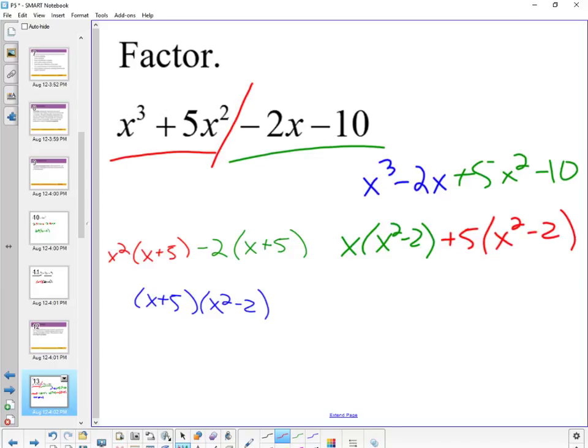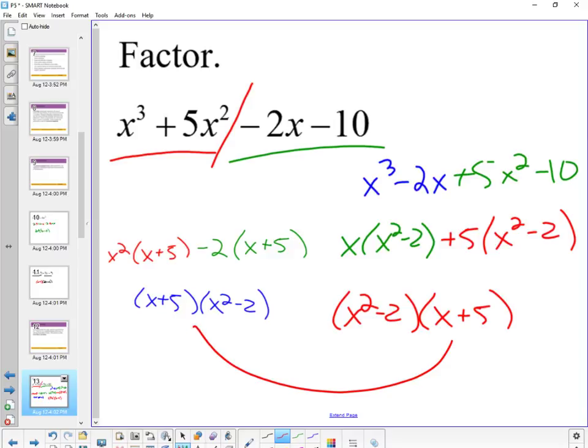Oh, they got an x squared minus 2 in common, and I would be left with x plus 5 at the end, which is the same thing as before. Well, that's crazy. Will MATLAB care if we flip them? MATLAB should not care, and the reason is multiplication is commutative. It doesn't matter what order I multiply them in, so it shouldn't matter what order I put my 2 products in.